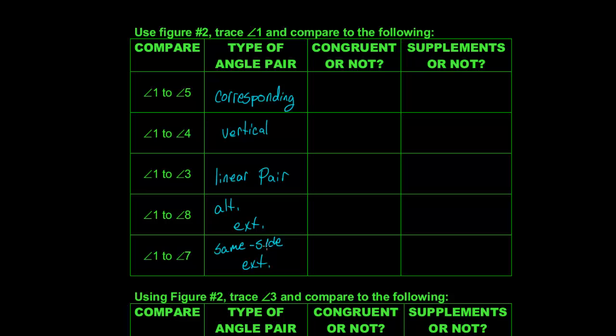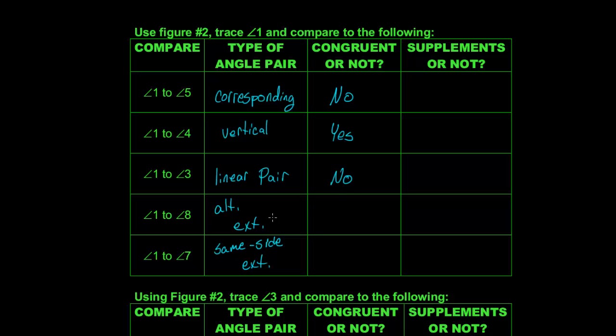Now, let's look at our congruency. Granted, you can't measure it. 1 to 5, pretty obvious. Are they congruent? No, they are not. 1 to 4, they're a vertical angle pair. By definition, are they congruent? Yes. If it is a vertical angle pair, they must be congruent. Linear pair, will they be congruent? Only in a very special circumstance with 90 degrees, but in this case, no, they are not.